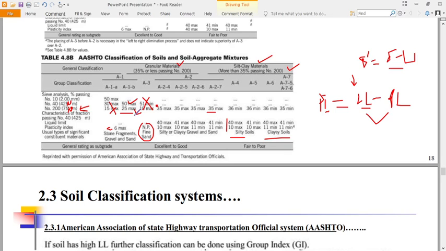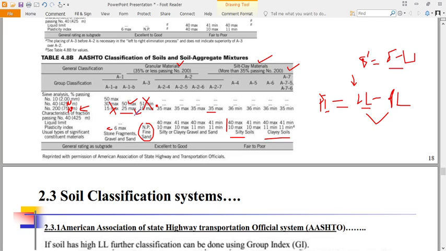Now for our purpose, we have finished coarse. If it's coarse grained, our purpose is to tell between G and S. Between G and S, is that okay? Then we'll go to sieve number 10, 2 millimeters. So you find a portion. If you remember our graph, we can look at what we discussed previously. This graph, is that okay?